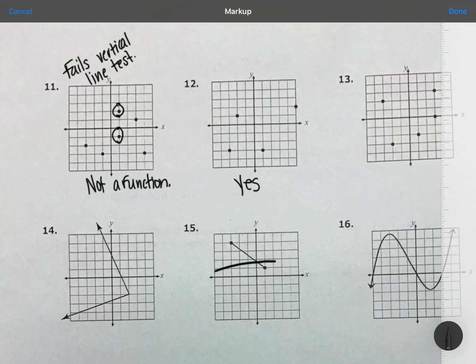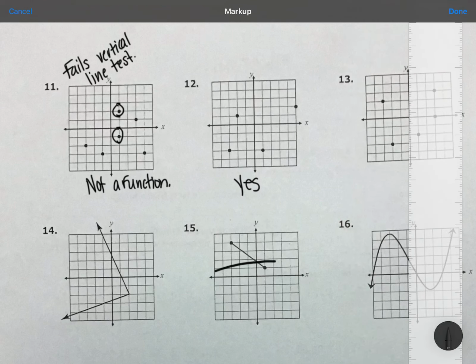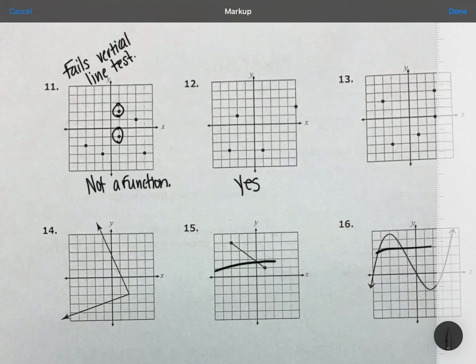Take your pencil and hold it vertically, or if you have a ruler nearby, you can do that too. I always go from left to right. It doesn't matter if you go from right to left. I've just been trained to always sweep my vertical line to the left. So on number 13, as I go, I'm stopping at each point, and then what do you notice here? I can't keep going because I'm hitting 2 points. So you almost think about it as a wall. 2 points make a wall. So this is not a function.